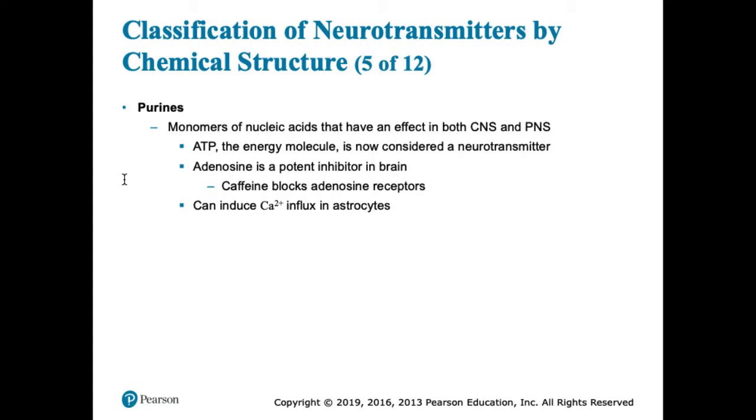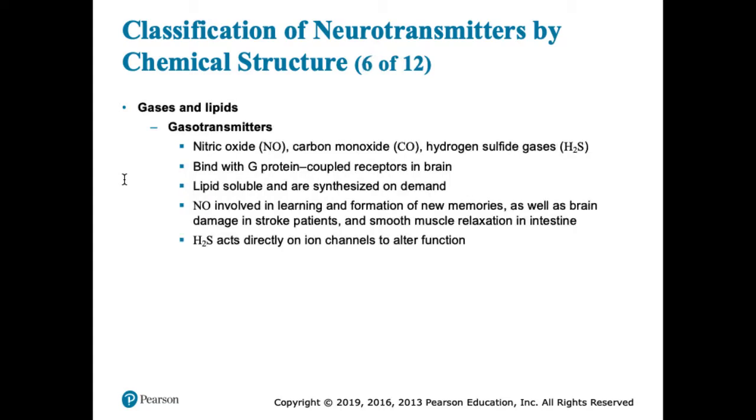Also, purines can act as neurotransmitters. Purines are monomers of nucleic acids, and they have an effect in both the central nervous system and the peripheral nervous system. So ATP, the energy molecule, is now considered a neurotransmitter because of how it acts. And ATP is a type of purine. Adenosine basically is a potent inhibitor in the brain. Caffeine blocks adenosine receptors. And it can induce ionic calcium influx in the astrocytes of the cells.